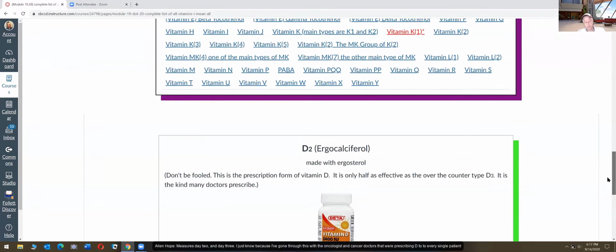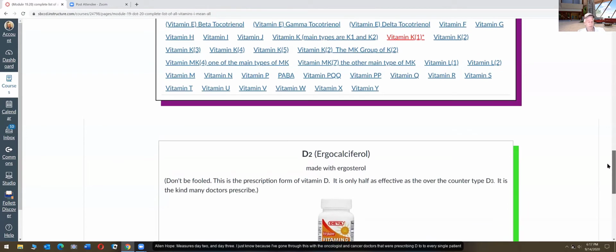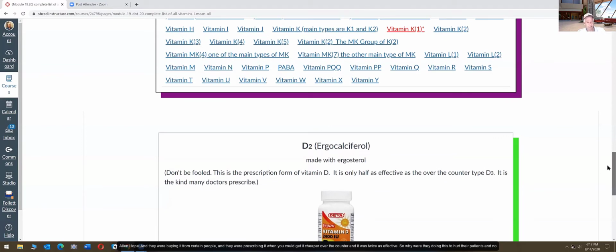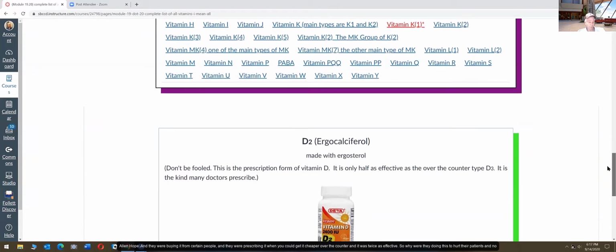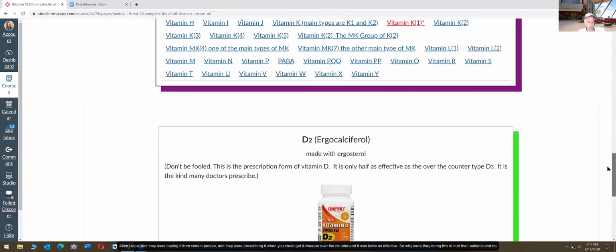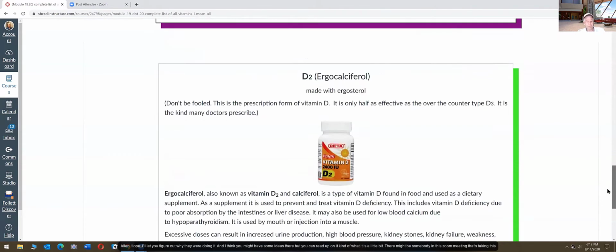So why do doctors prescribe this? Because this is what the blood tests measure. It measures D2 and D3. I just know, because I've gone through this with oncologists and cancer doctors that were prescribing D2 to every single patient, and they were buying it from certain people, and they were prescribing it when you could get it cheaper over the counter, and it was twice as effective. So why were they doing this? To hurt their patients? No. I'll let you figure out why they were doing it. And I think you might have some ideas there.